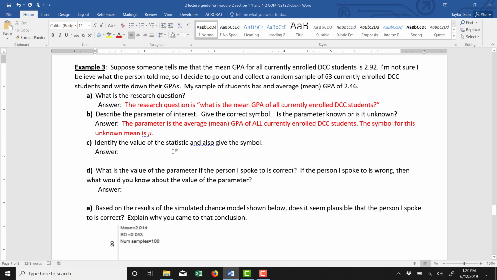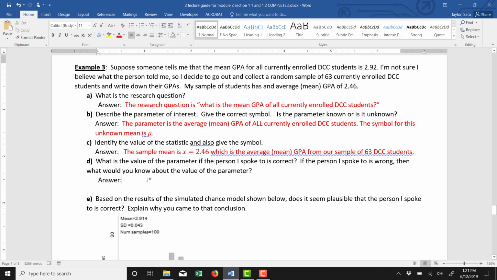Identify the value of the statistic and give the symbol. So we can't talk to every DCC student, so we go out and we talk to a random sample of 63 DCC students, write down the 63 GPAs, and find the mean of those 63 numbers, and we find that the mean from our sample is 2.46, which has a symbol X bar.